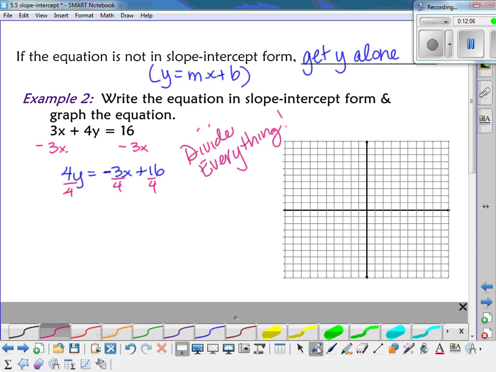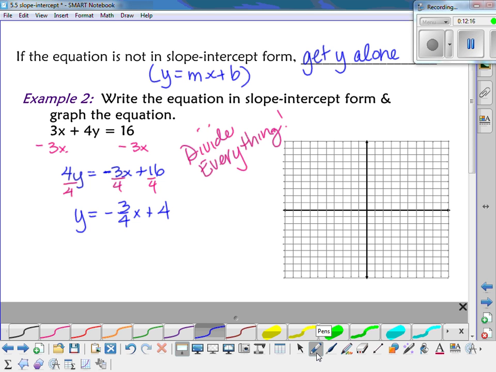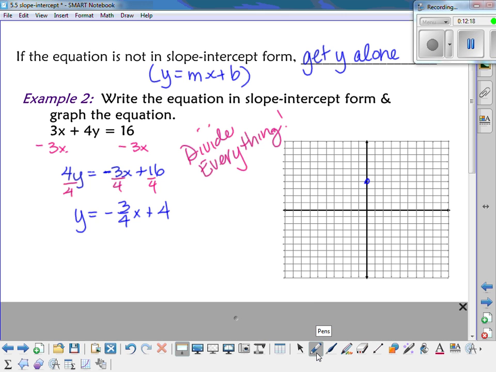All right, so then when I do that, I'm left with y = -3/4 x + 4. So I'm going to start at the +4, and my slope is -3/4, so I'll go down 3 and to the right 4.